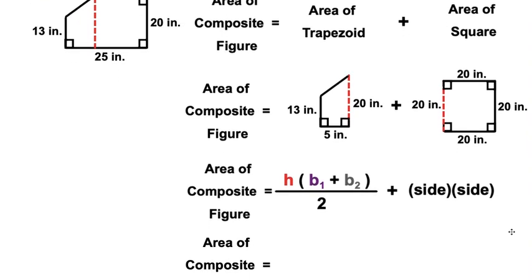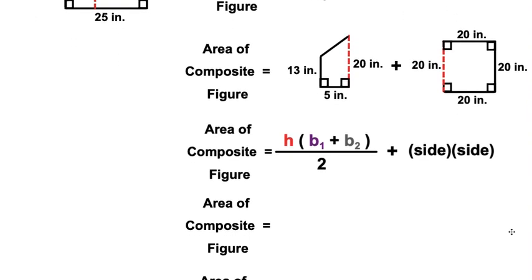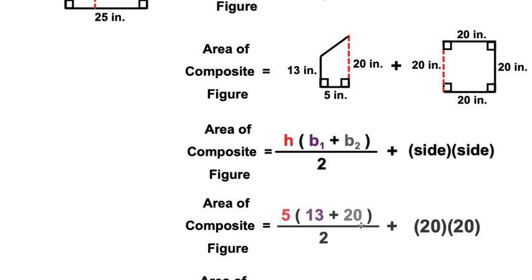Now carefully replace the numbers from the diagram into your formula. The height of the trapezoid is 5 inches. 13 inches and 20 inches are base 1 and base 2 of the trapezoid. For this square, every single side is 20 inches.